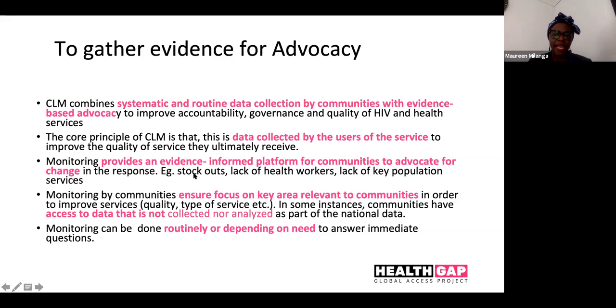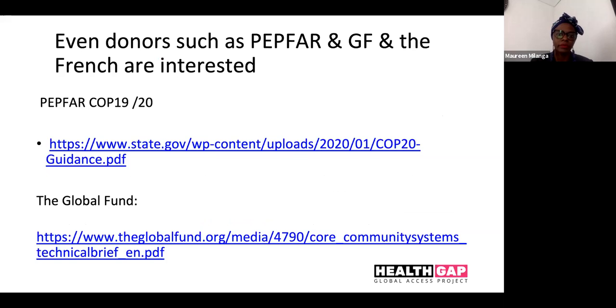And the last slide is that, mainly right now, funders such as PEPFAR, the Global Fund, and the French 5 Initiative are really interested in community-led monitoring. As we've seen in many countries this year, in all the PEPFAR countries, community-led monitoring will be supported. And the Global Fund is also thinking about community-led monitoring in its grants that are being written right now. Over to you, Matthew.